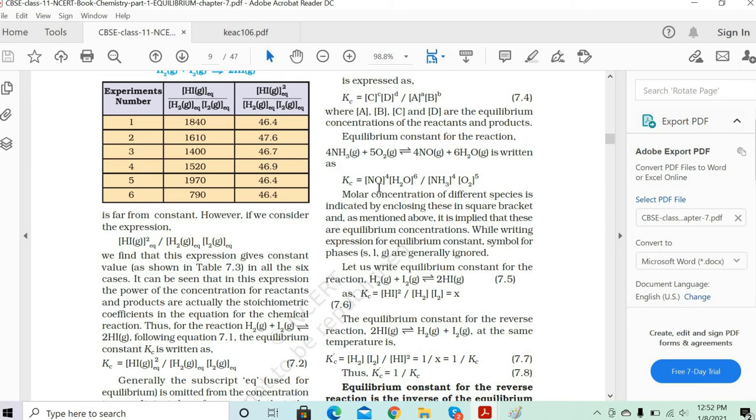Oh, okay, no. Table is not required. The table is just for understanding purpose, not for remembering. Just write on this reaction: ammonia plus oxygen gives you nitric oxide plus H2O. Balance it out and then write down the formula for the equilibrium constant for that.